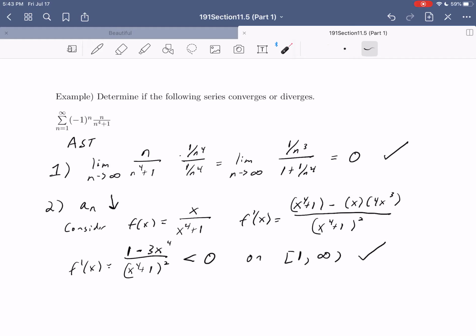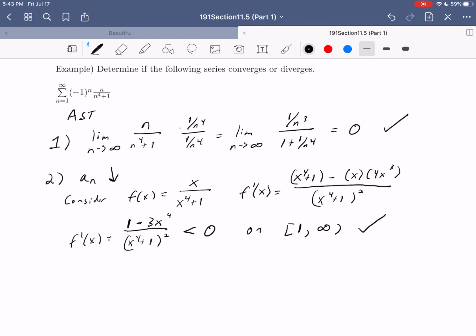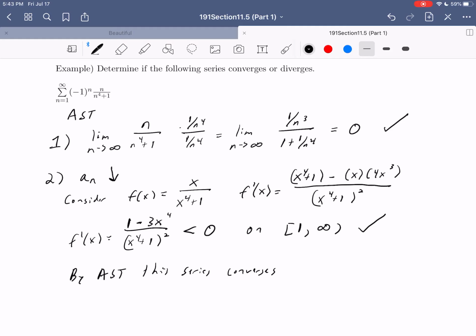Check. So we now know that it's going to 0 and it is strictly decreasing, so we can say by AST, this series converges.